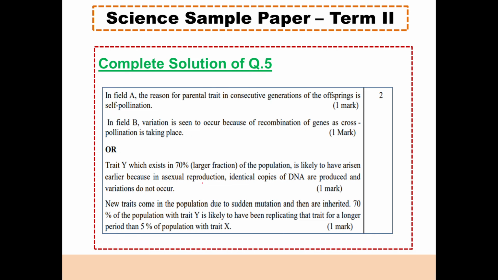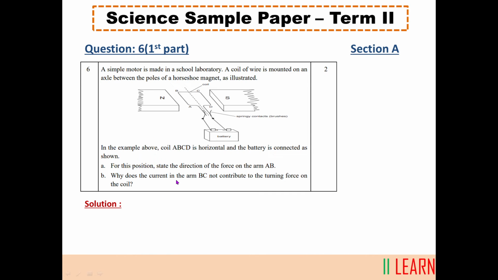because in asexual reproduction identical copies of DNA are produced and there are no variations. I've already told you. Traits come into a population due to sudden mutation and are then inherited. The 70% of the population with trait Y is likely to have been replicating that trait for a longer period than the 5% population with trait X. So I hope this is clear to you. Now go to question number 6.